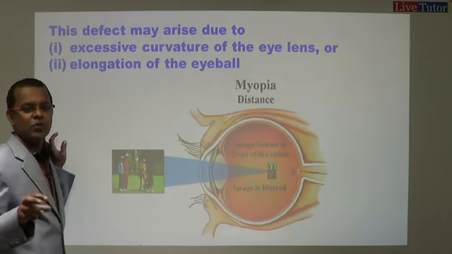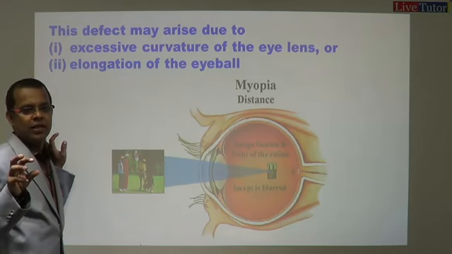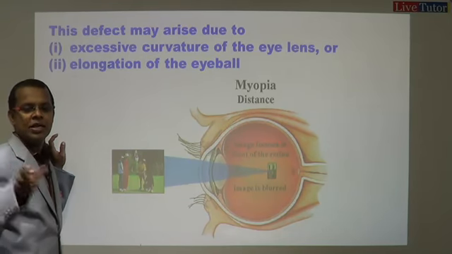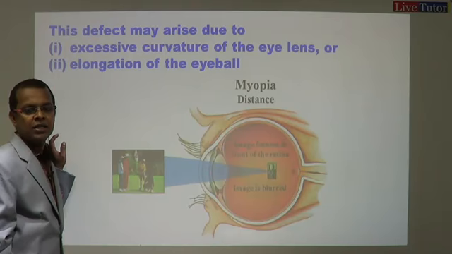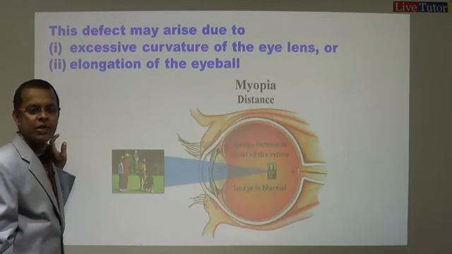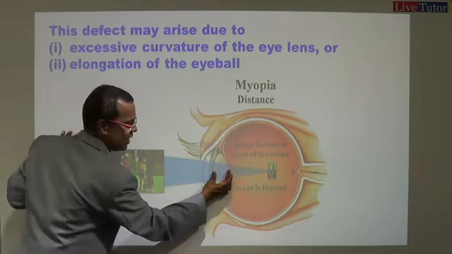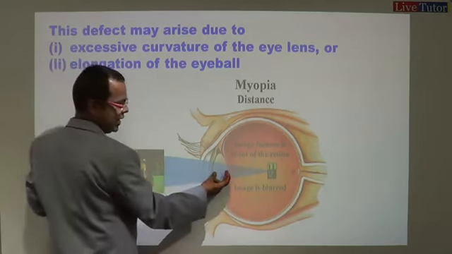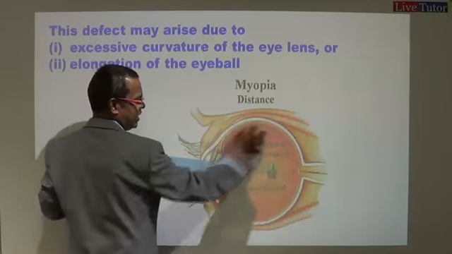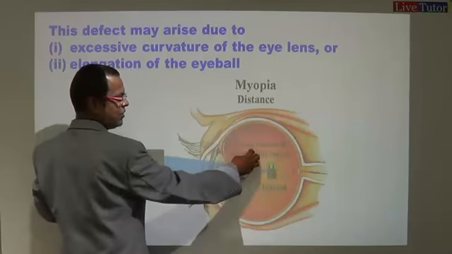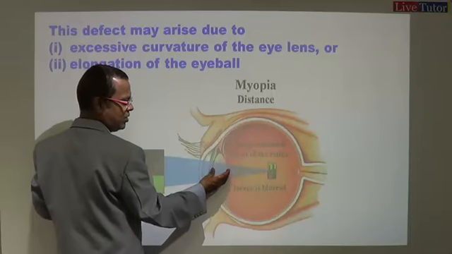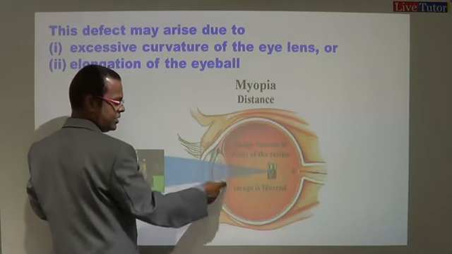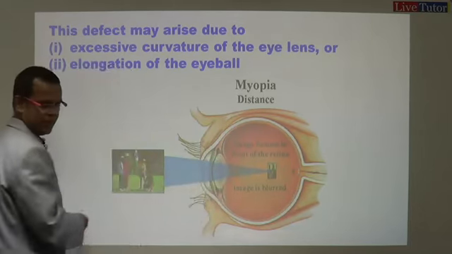Okay, excessive curvature means, what do you understand by the term? The radius of curvature will be increased. So how can you increase the radius of curvature? That means if the eye lens has shrunken a little bit, if the eyeball is pushing it because of elongation, what will happen? This will become a little thin. So the radius of curvature will become bigger than that, right?